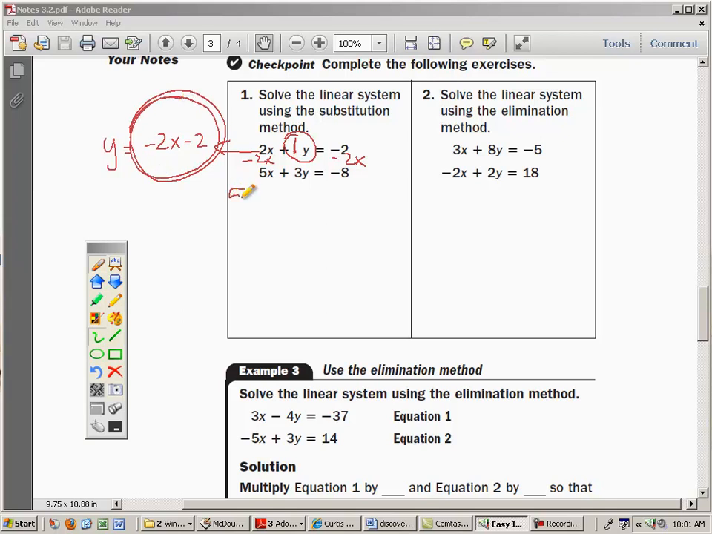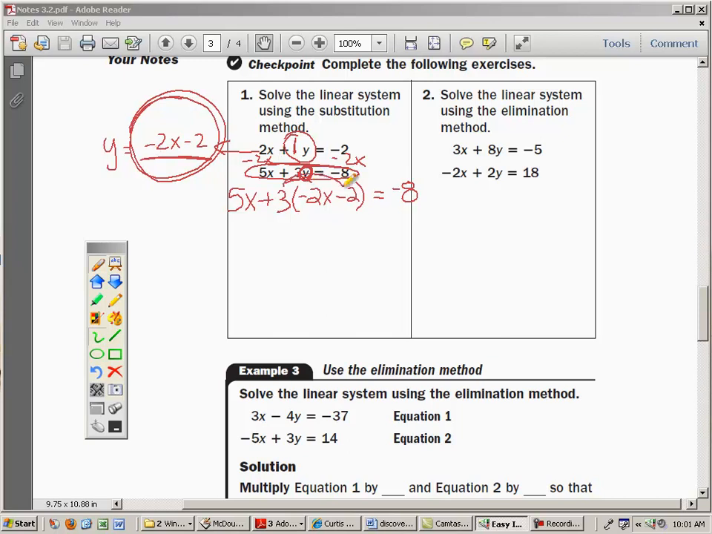So then we're going to rewrite the second equation, 5x plus 3 times what y is. Well, if you remember, we just said y is negative 2x minus 2. So we're going to replace the y with negative 2x minus 2 is equal to negative 8. And again, realize that all I did was rewrite this equation right here, and I replaced or substituted the y that I found here in equation number 1.